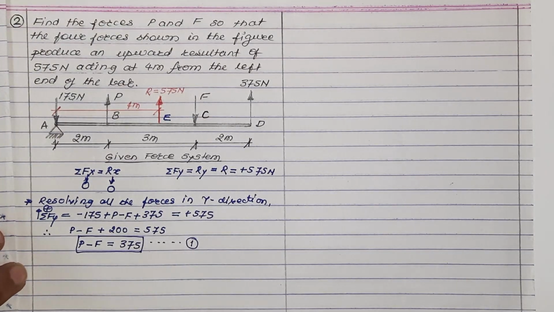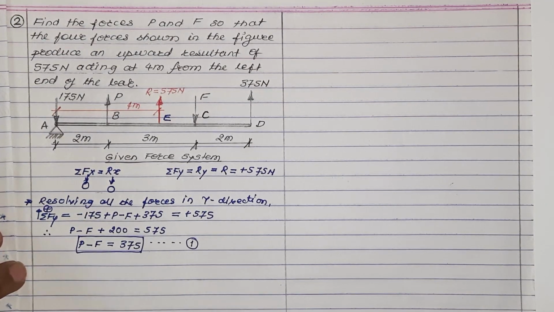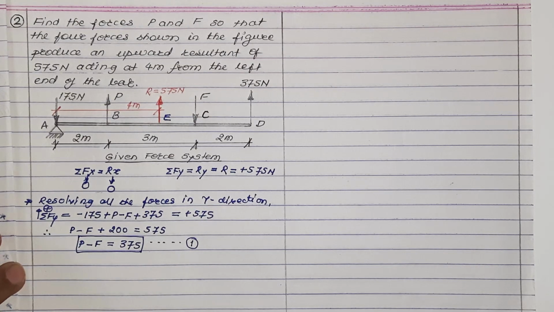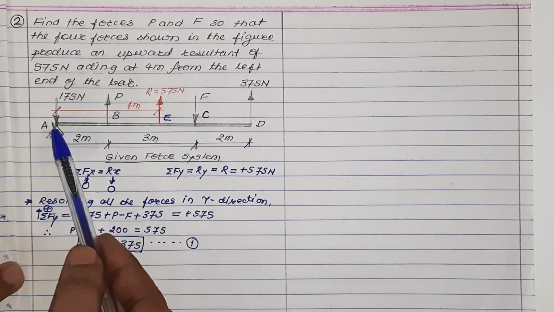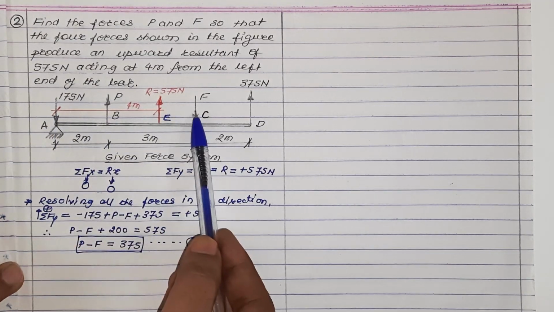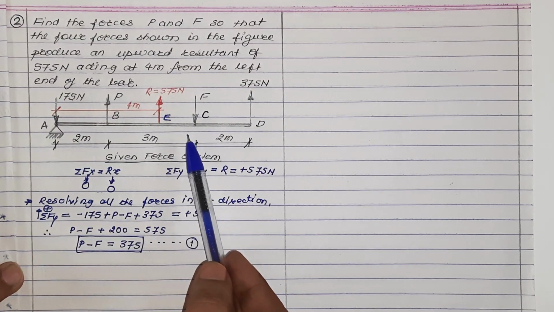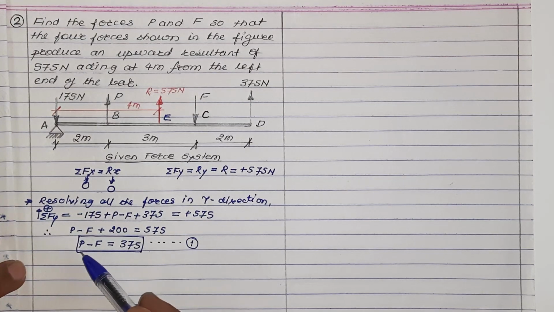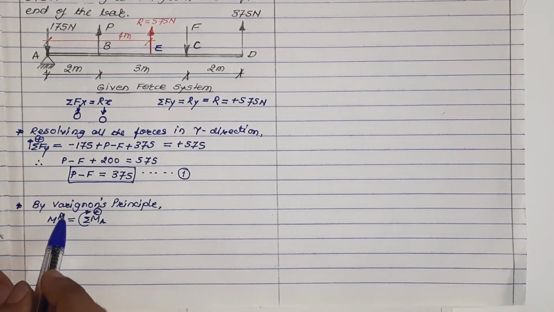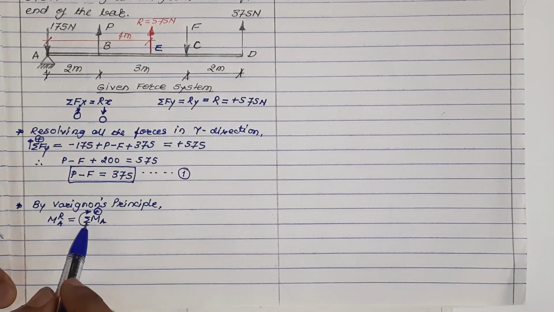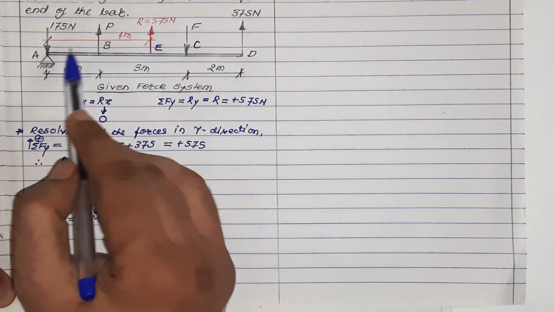We will require one more equation to solve these two unknowns, and that equation will be nothing but the application of Bernoulli's principle. Moment produced by resultant force R about point A should be equal to the algebraic sum of moments produced by the component forces about A. So with this approach, we will get another equation in terms of P and F. Let us write that. Thus, moment of resultant about A should be equal to the algebraic sum of moments of the given forces about A.